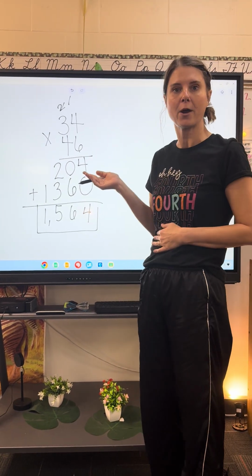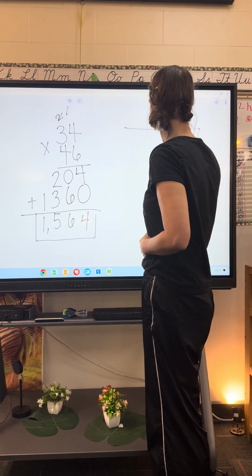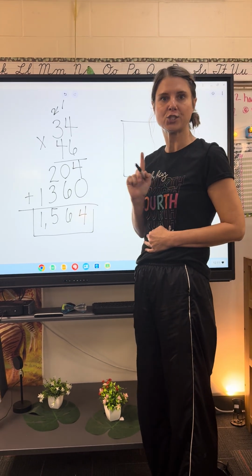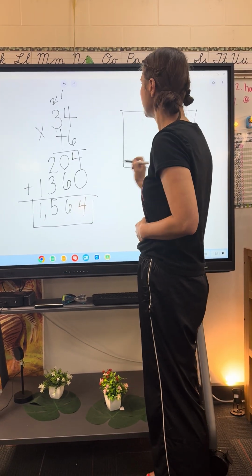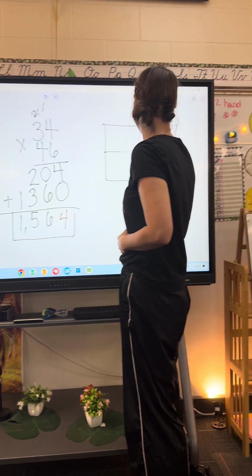Now we're going to learn the second way. It's called the area model way. So we're going to start with our box. 34 has 2 digits, so we're going to break it apart. 46 has 2 digits, we're going to break it that way.